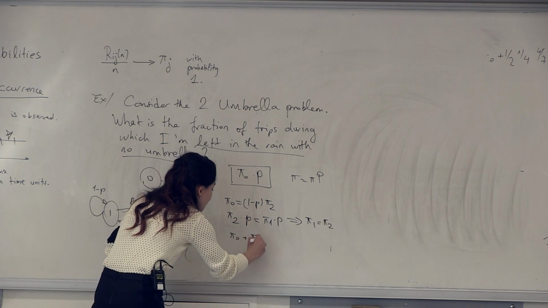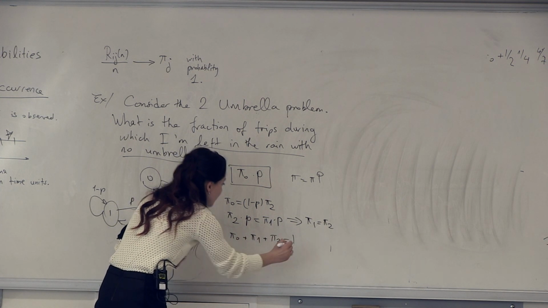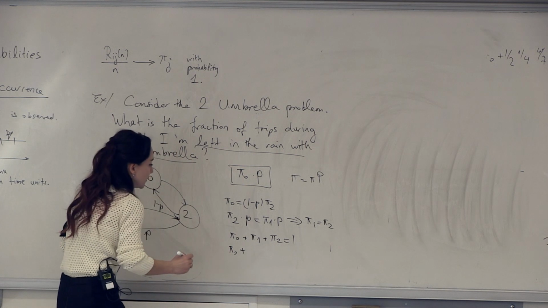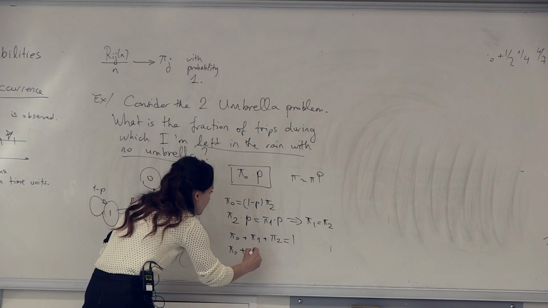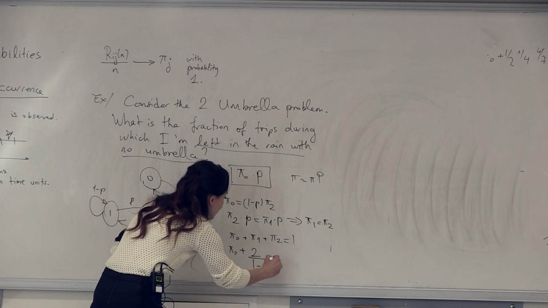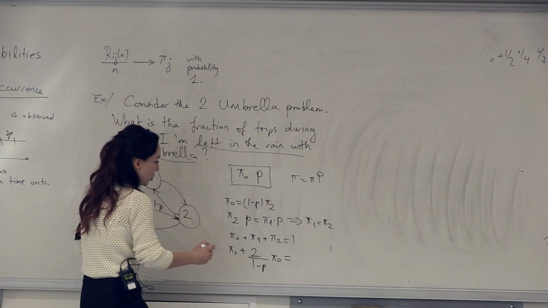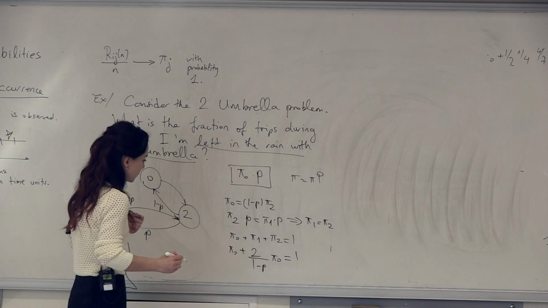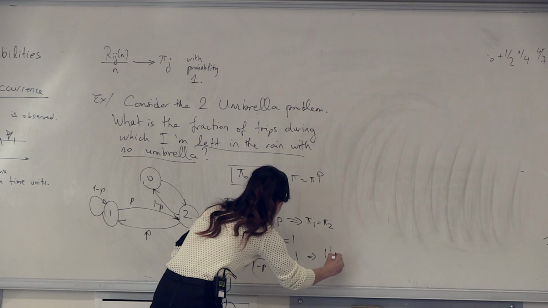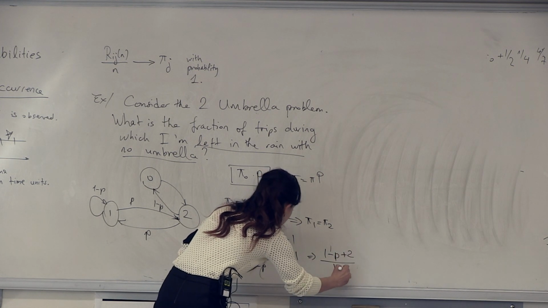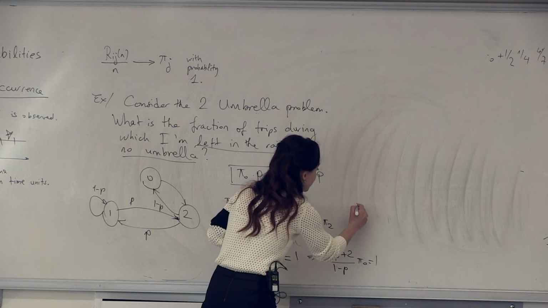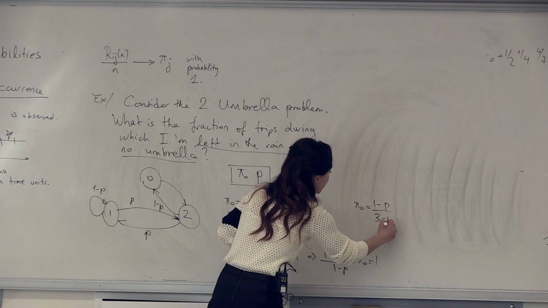Pi 0 plus pi 1 plus pi 2 is 1. Let's write everything in terms of pi 0. Pi 0 plus twice pi 2, which is twice 1 over 1 minus p times pi 0, is equal to 1. So from here, 1 minus p plus 2 over 1 minus p, times pi 0, is 1. So that is 3 minus p over 1 minus p. So pi 0 then is 1 minus p over 3 minus p is what I found.